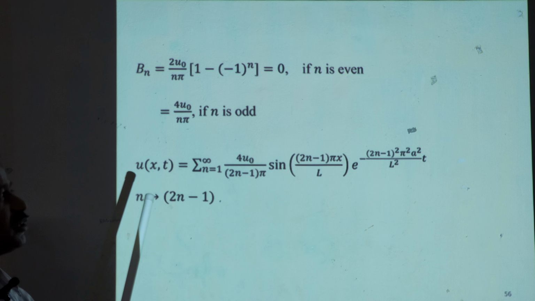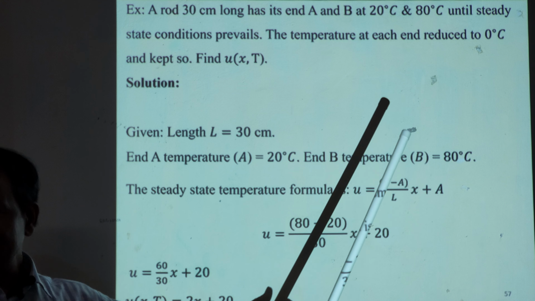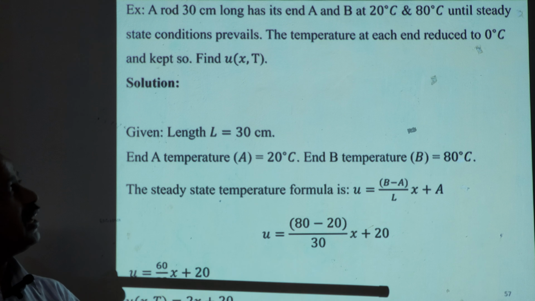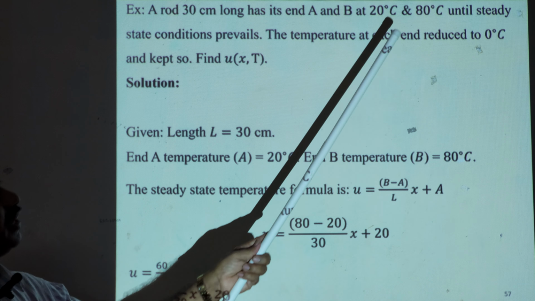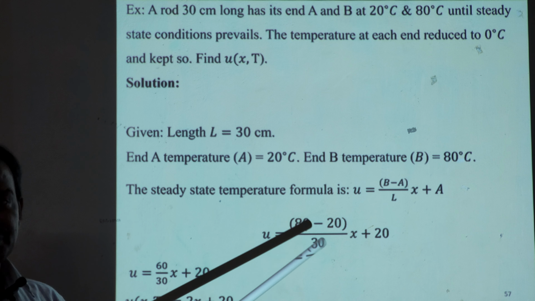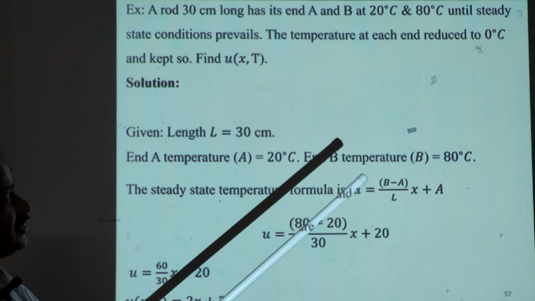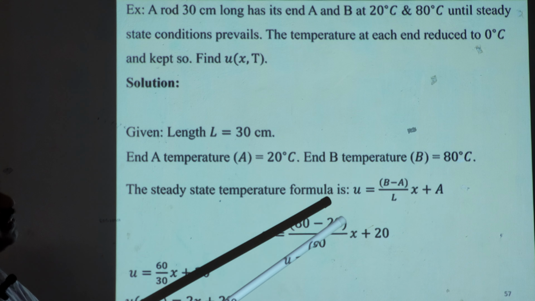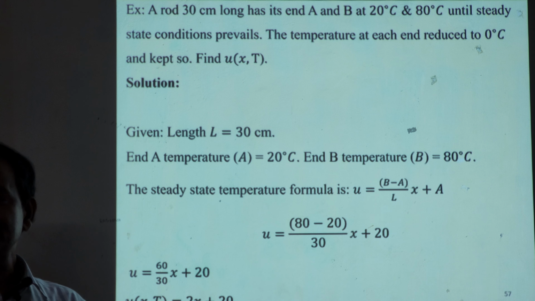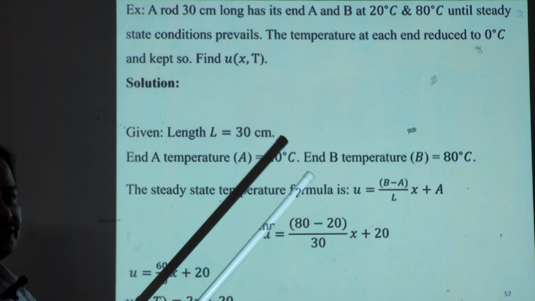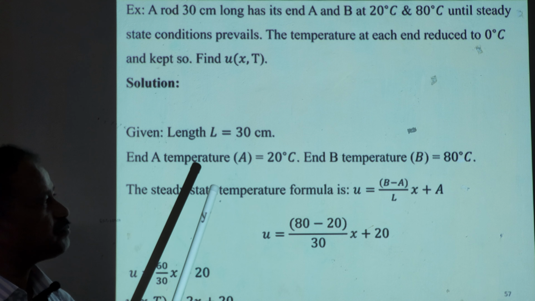Now you go for the last problem. A rod 30 centimeter long has its ends A and B kept at 20 degrees and 80 degrees. So we have a rod like this, one end kept at 20 degrees and the other at 80 degrees, until the steady state conditions prevail. Then the temperature at each end is reduced to 0 degree and kept so, and find the displacement. So we are going to find u of x comma t.